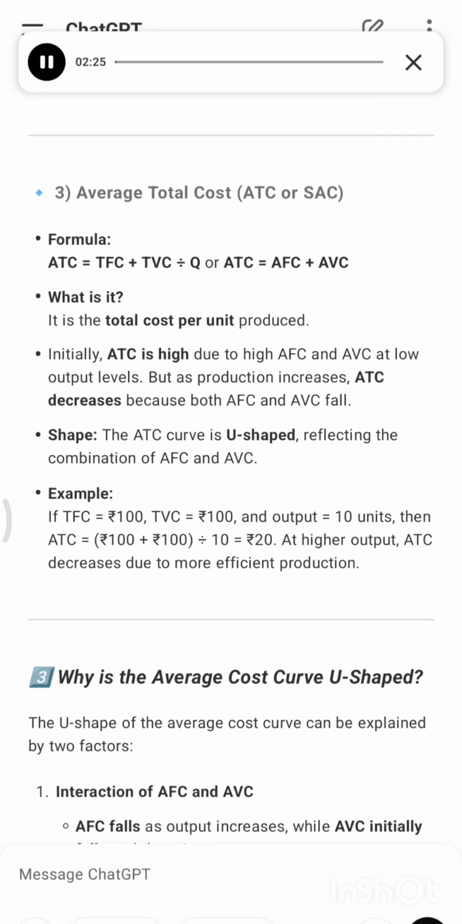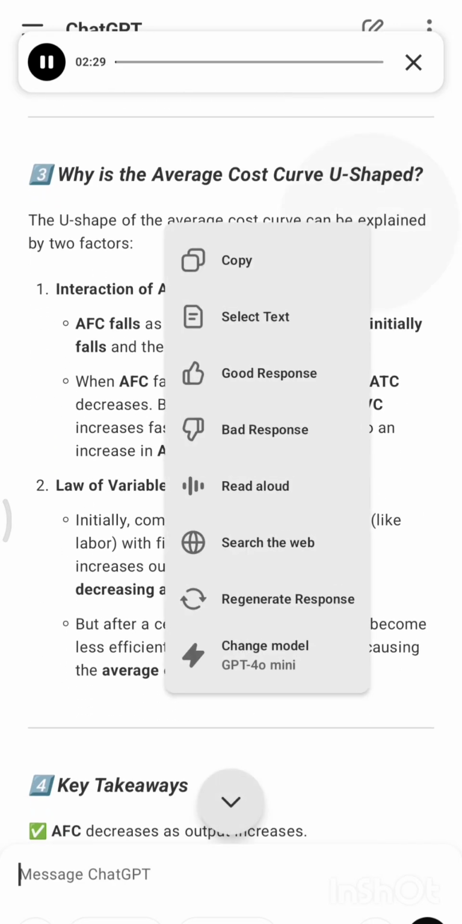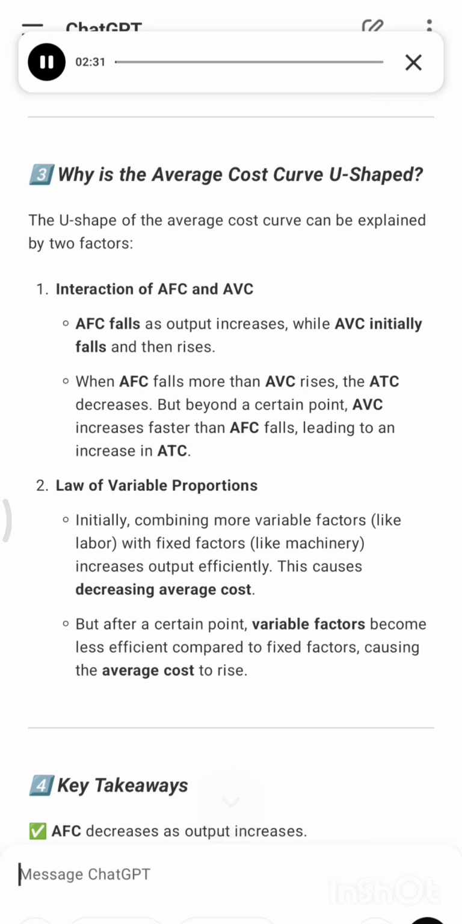Why is the average cost curve U-shaped? The U-shape of the average cost curve can be explained by 2 factors. 1. Interaction of AFC and AVC. AFC falls as output increases, while AVC initially falls and then rises. When AFC falls more than AVC rises, the ATC decreases. But beyond a certain point, AVC increases faster than AFC falls, leading to an increase in ATC.